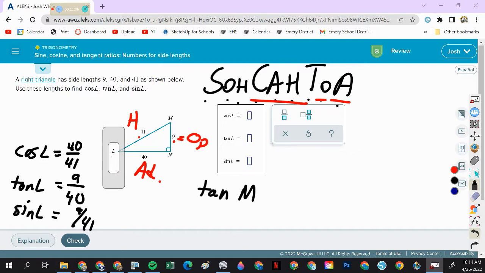What if I asked for the tangent of M? If I move my angle from L to M, how does that change the labeling of the triangle? The O and the A switch places. So we get A here and O here. And the tangent of M would be 40 over 9. Okay, does that make sense?